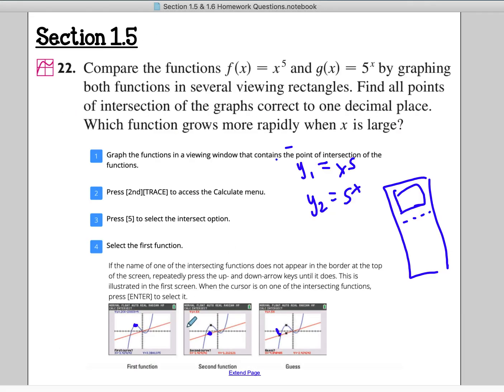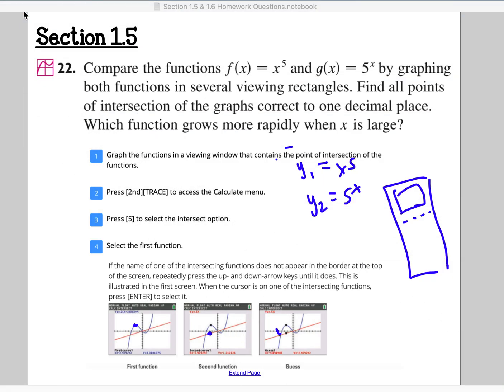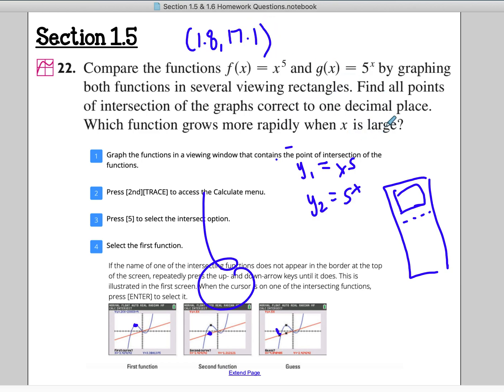For this one, it says round to 1 decimal. So we should have 1.8, 17.1. And then which one grows more rapidly when x is large? The exponential. That'd be your answer for that one. But this one you can do on your calculator.